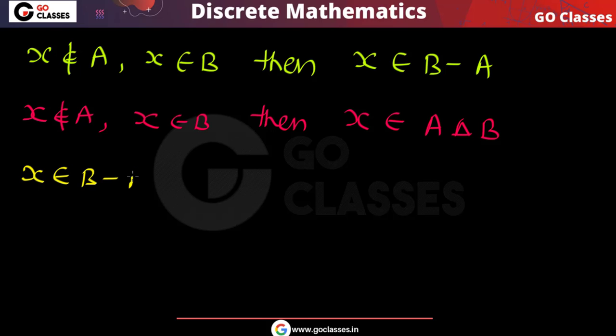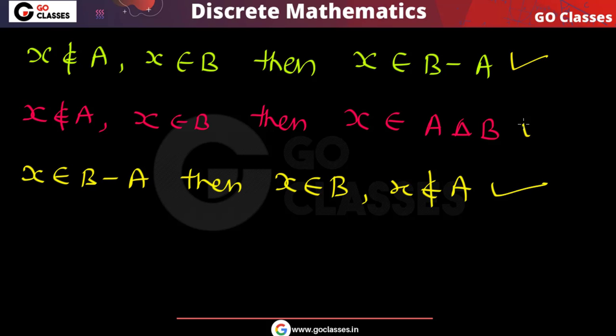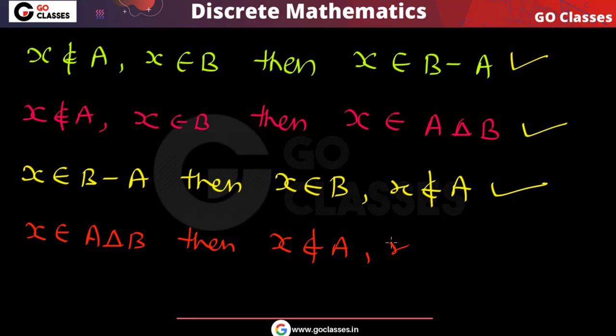If x belongs to B minus A, then I can definitely say that x belongs to B and x does not belong to A. This is correct. All these are correct. But notice the reverse direction of this statement is not correct. If I have x belongs to A symmetric difference B, then can I say that x does not belong to A, x belongs to B? Can I say this statement?